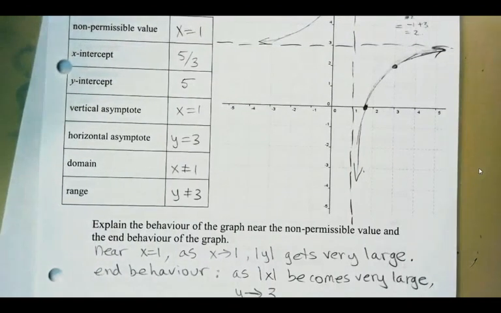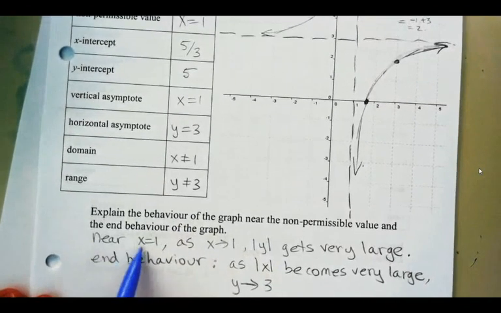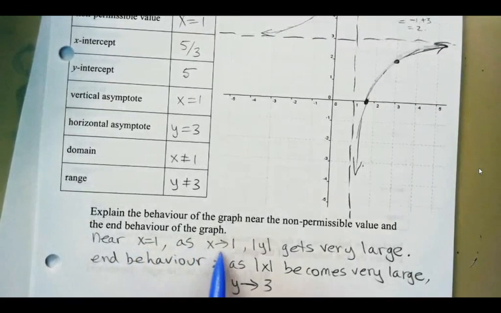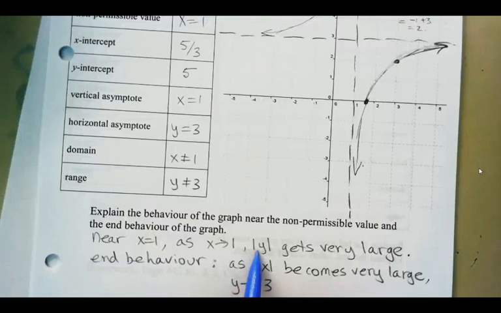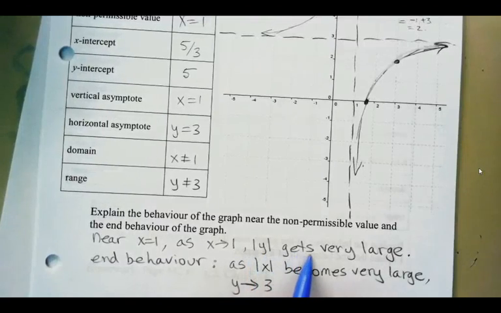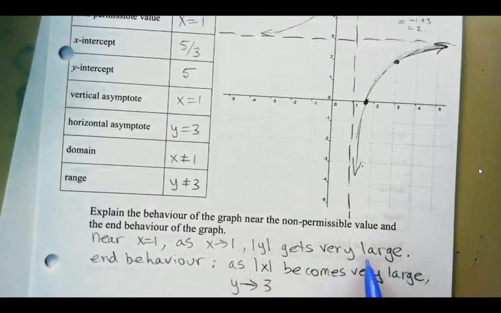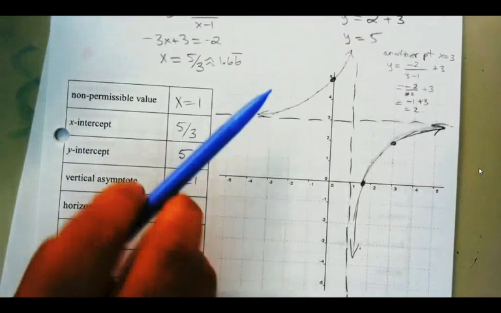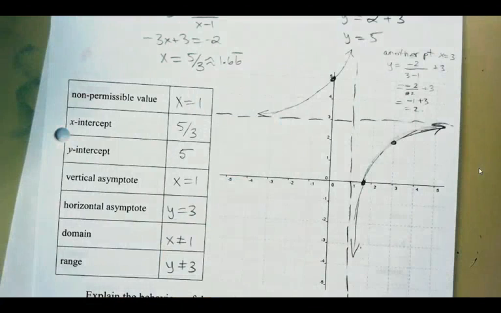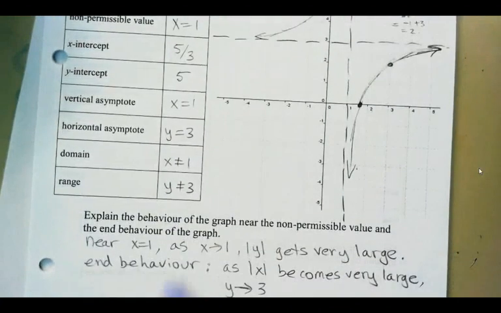Now, the last part says explain the behavior of the graph near the non-permissible value and the end behavior of the graph. Near x = 1, which is a non-permissible value, as x approaches 1, the absolute value of y gets really large. It explodes. It gets really big.